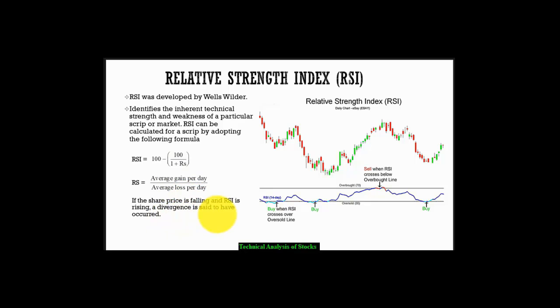If the share price is falling and RSI is rising, a divergence is said to have occurred. Divergence indicates a turning point in the market. Now this is the buy signal when the RSI crosses the oversold line, and this is the sell signal when RSI is crossing the overbought line. So these are the two signals, buy and sell, given by RSI.